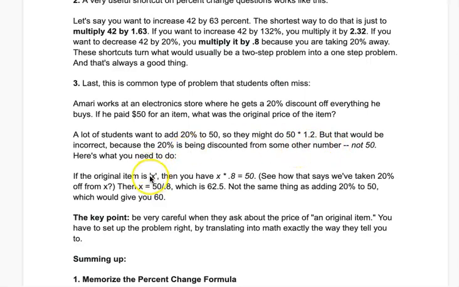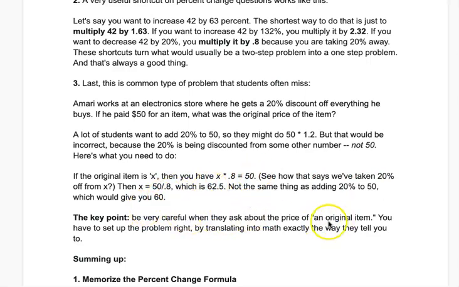So you have to take the original item as X and then multiply it by 0.8, which means the same thing as decreasing it by 20%. So X times 0.8 is a 20% decrease of some item, and we know that that ends up equaling 50. Then you do the algebra. 50 divided by 0.8 is 62.5. If we would have added 20% to 50, then we would have gotten 60. So it's not the same thing.